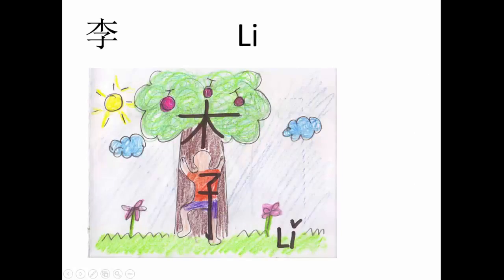While you don't need to know this character, it will be helpful to you in the future. Li, the surname Plum, is written with a combination of the tree radical and the child radical, because plums are sweet and it would entice children to climb the tree to get the plums.